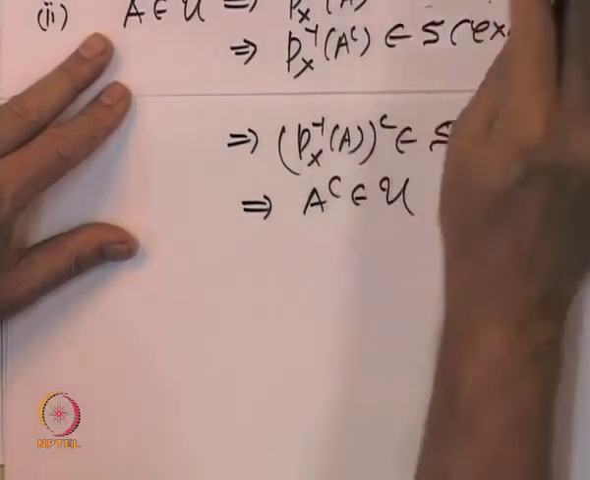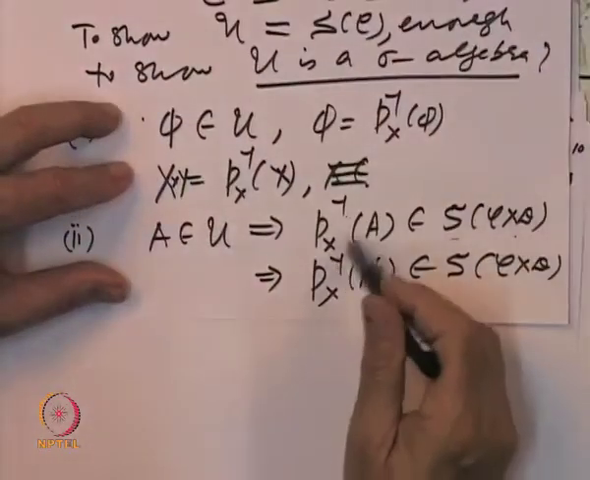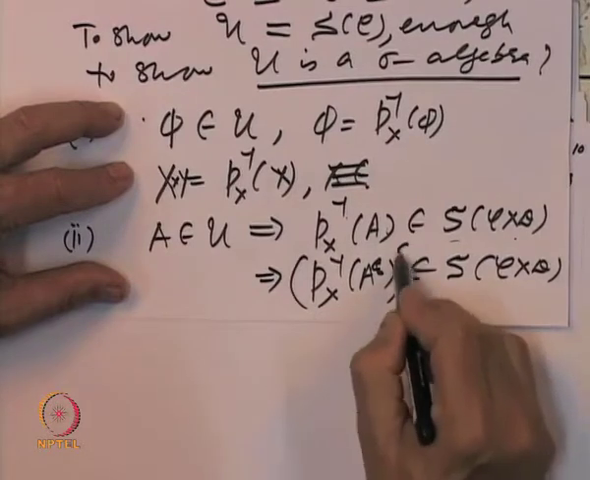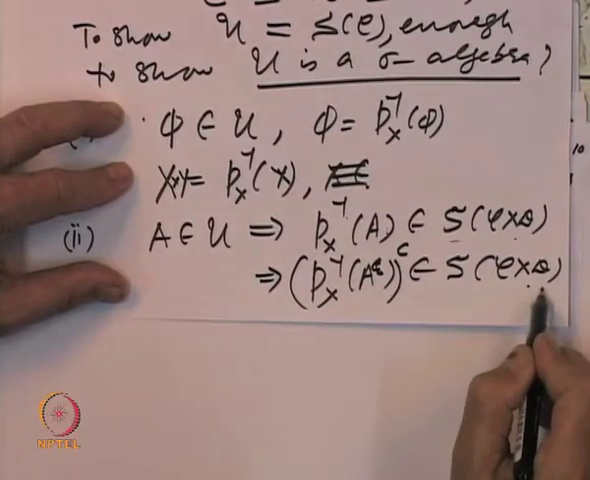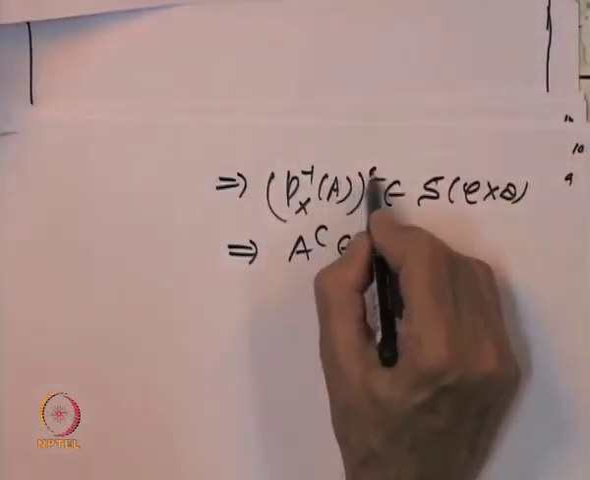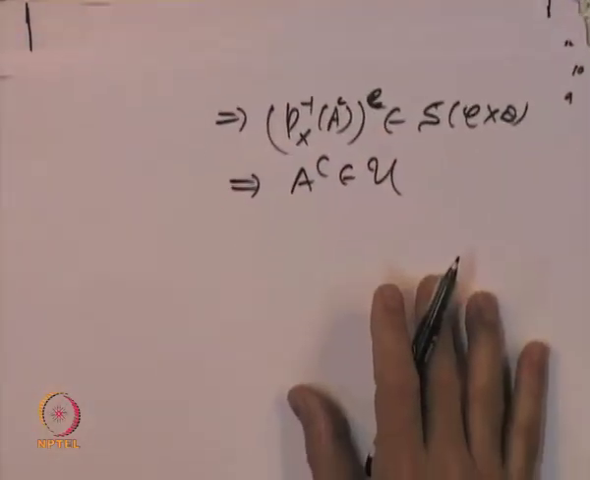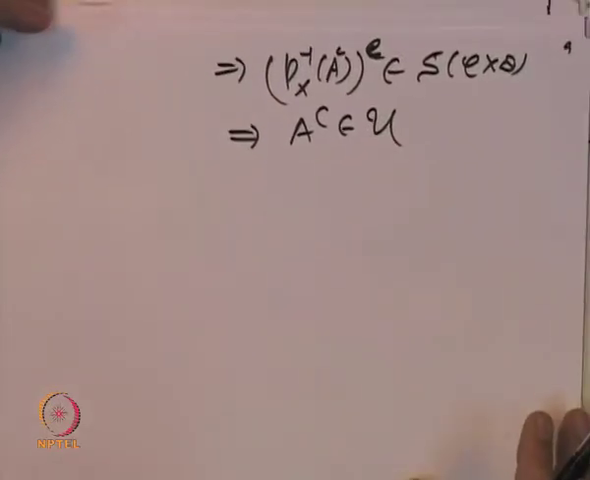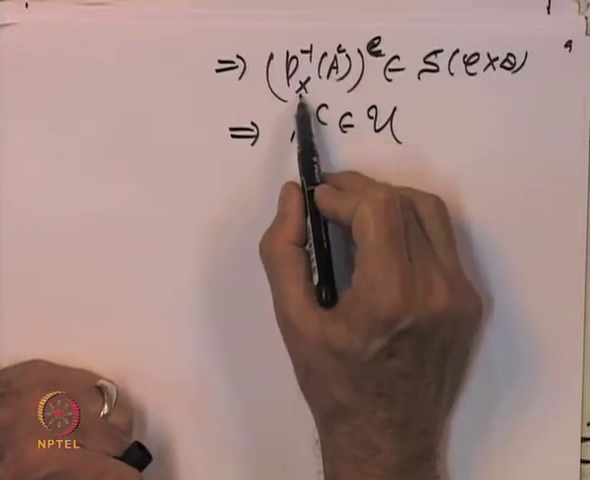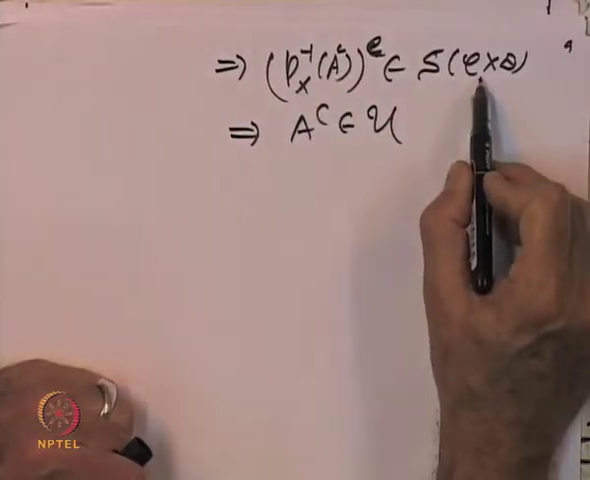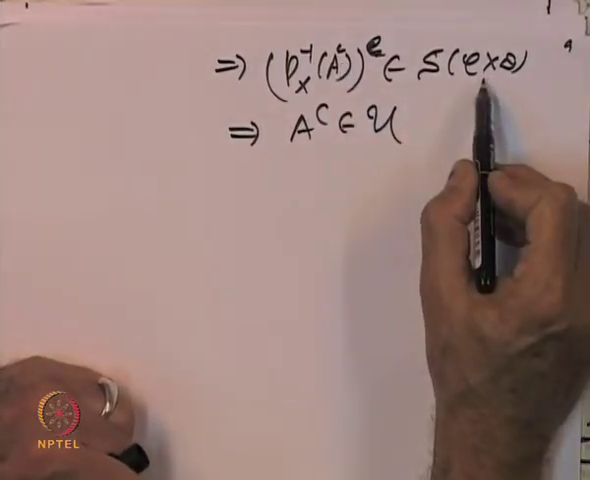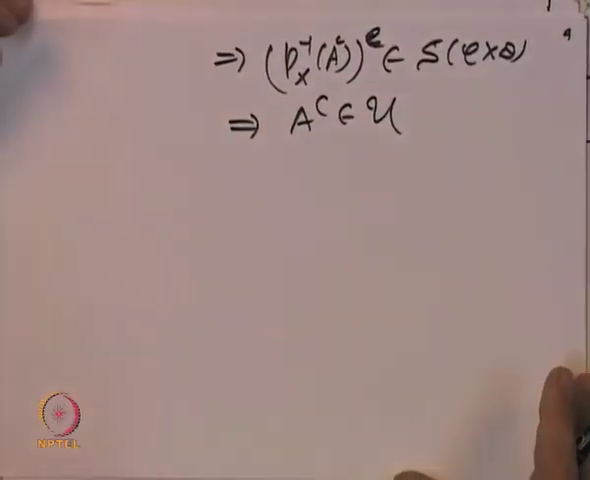P_X inverse of A belongs, that means this complement belongs to S(C × D). So, if a set belongs, its complement belongs, and this is nothing but the complement of P_X inverse of A. So, whenever a set has the property that P_X inverse of A belongs to the sigma algebra, P_X inverse of A complement also belongs to the sigma algebra S(C × D). That means A complement belongs.